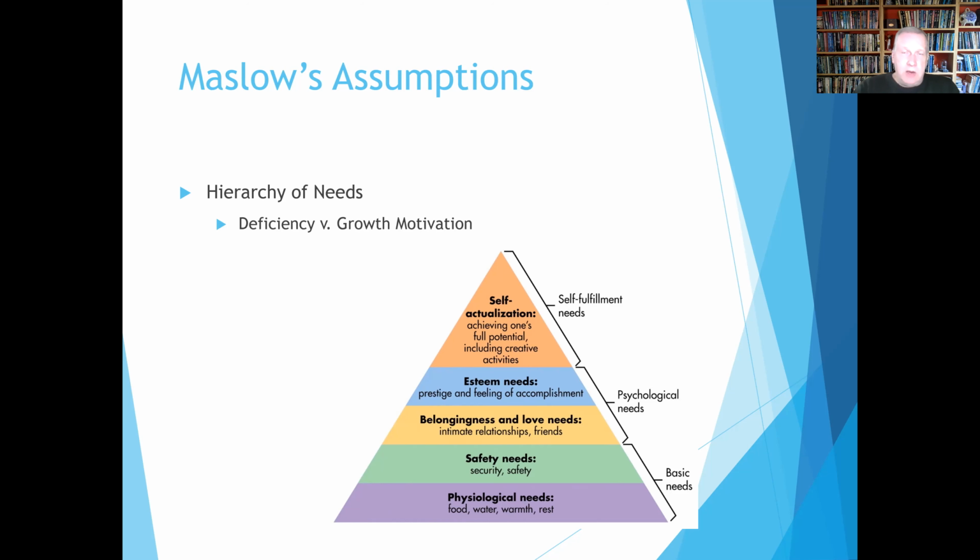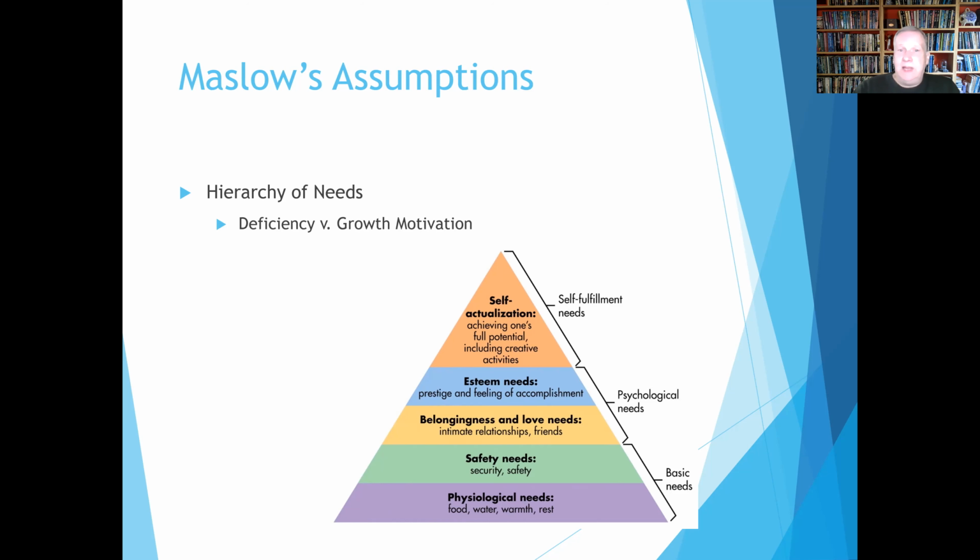As you see on the screen, you've got Maslow's hierarchy of needs, the 5 different levels of needs in this hierarchical triangle. At the bottom are what he calls physiological needs, things like food, water, warmth, rest. Next level up are safety needs, a feeling of security and safety. Next level up, needs for belongingness and love, intimate relationships and friends.